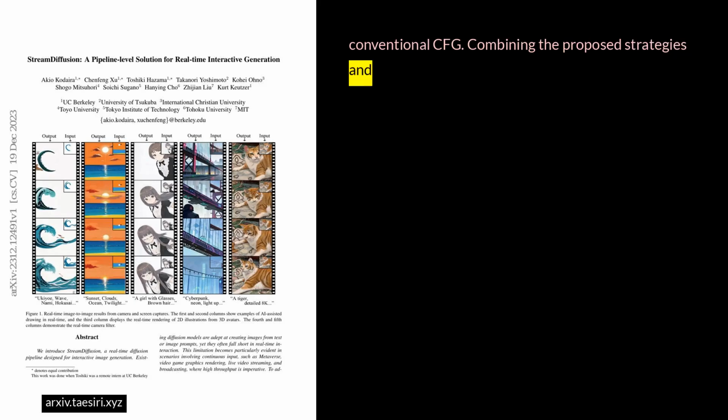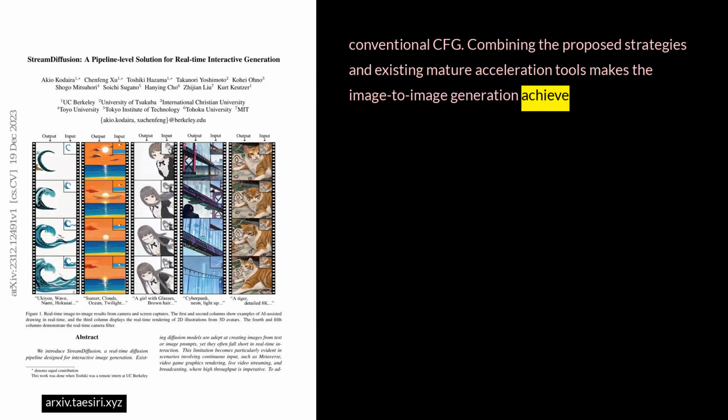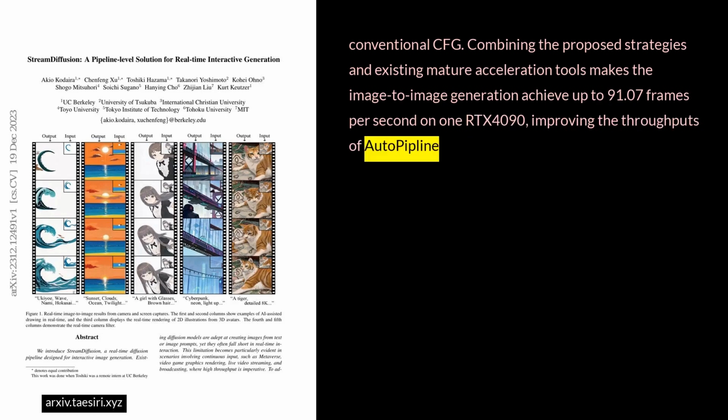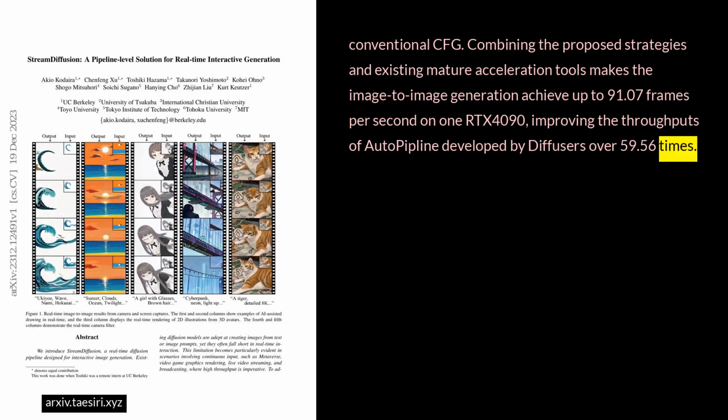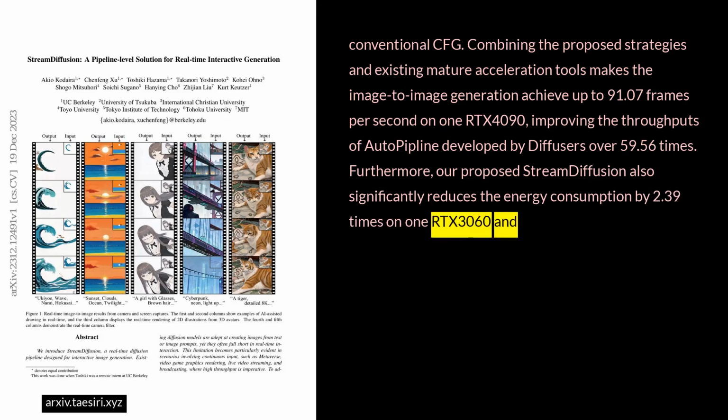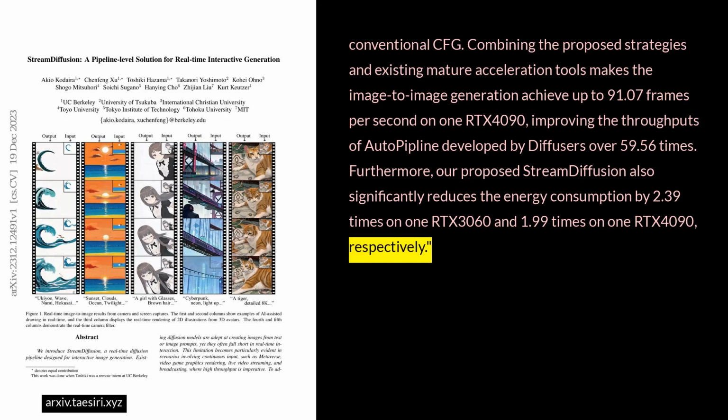Combining the proposed strategies and existing mature acceleration tools makes the image-to-image generation achieve up to 91.07 frames per second on one RTX 4090, improving the throughputs of auto-pipeline developed by diffusers over 59.56 times. Furthermore, our proposed StreamDiffusion also significantly reduces the energy consumption by 2.39 times on one RTX 3060 and 1.99 times on one RTX 4090, respectively.